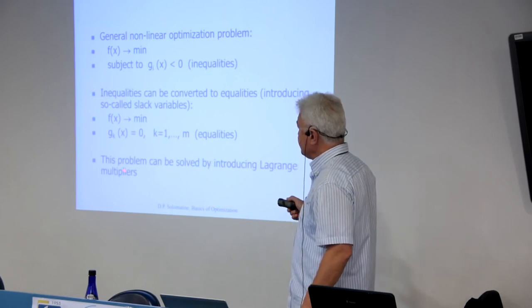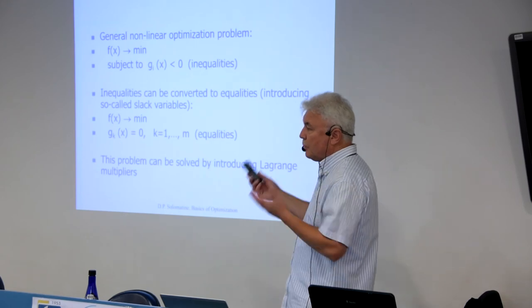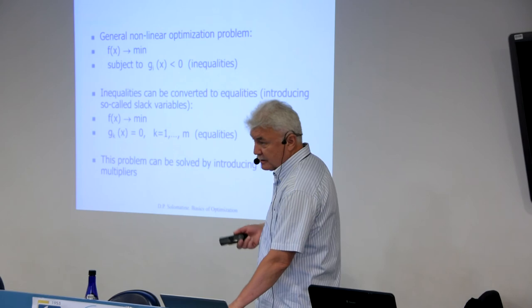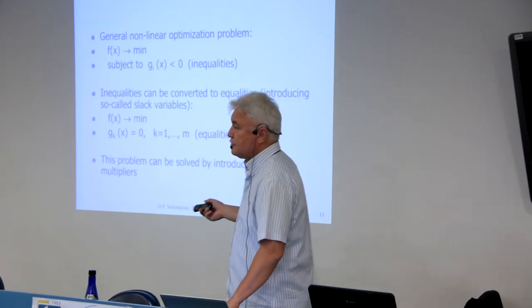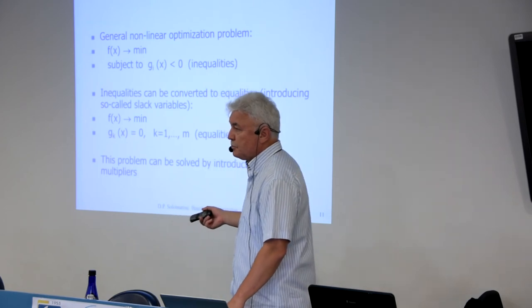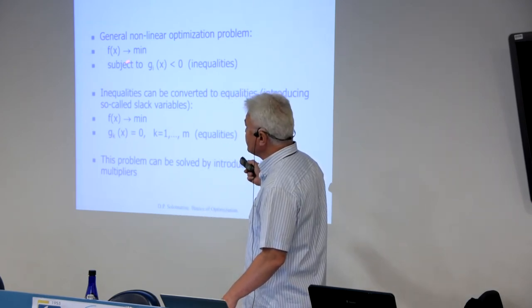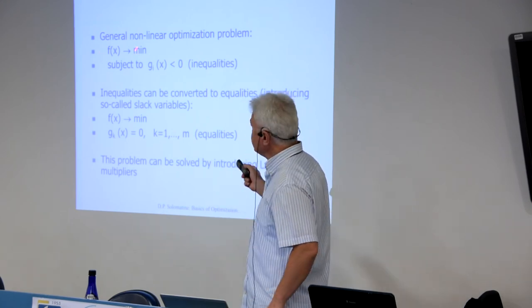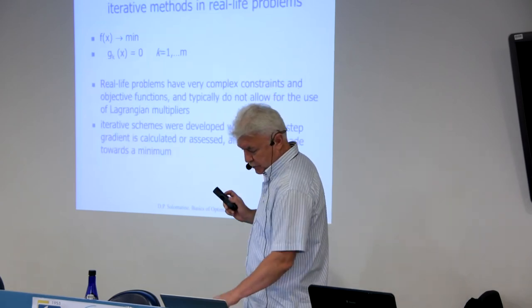Also, the problem can be solved with Lagrange multipliers, when you introduce multipliers for these constraints and formulate an unconstrained optimization problem. That is also a possibility, but currently it is not done. It was done in the 70s when we didn't have digital computers with enormous power. You had to work a lot with analytical descriptions of the functions, but this time has passed. The problem is that often you do not have an analytical description of the function. We'll talk about this in a second.